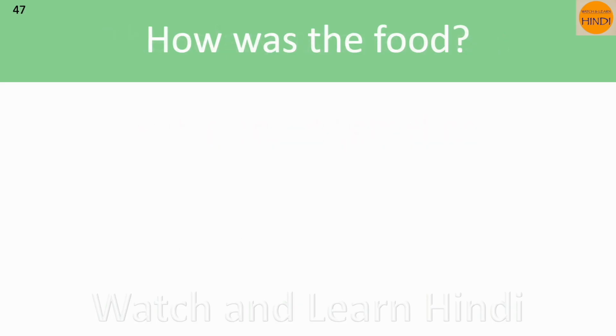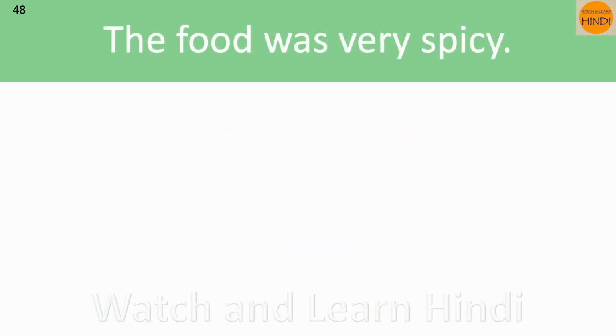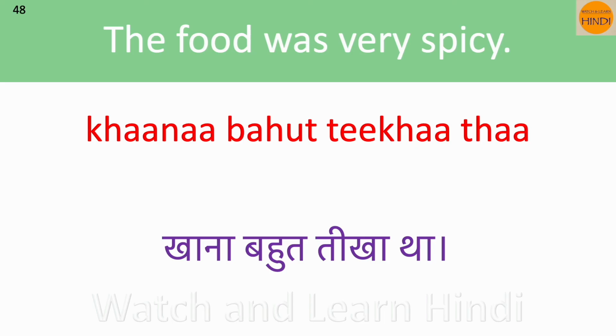How was the food? खाना कैसा था? खाना is food. कैसा is how. खाना कैसा था. How was the food? The food was very spicy. खाना बहुत तीखा था. खाना is food. बहुत is very. Spicy is तीखा. खाना बहुत तीखा था. The food was very spicy.